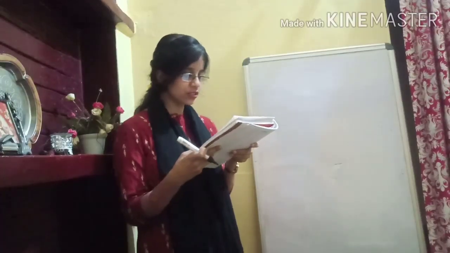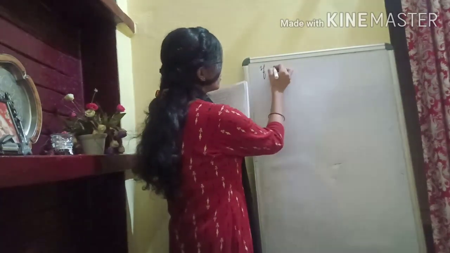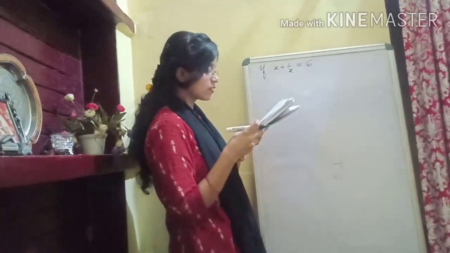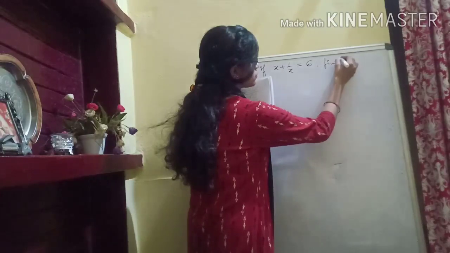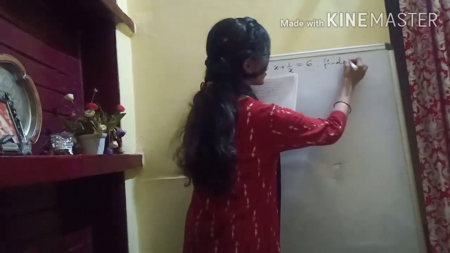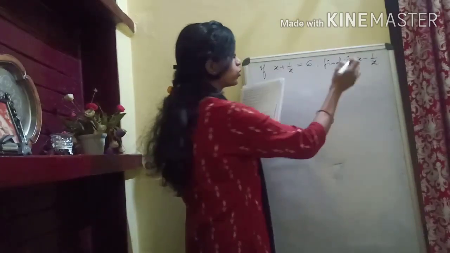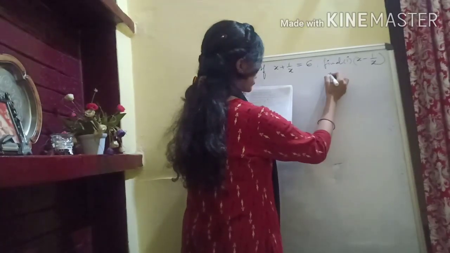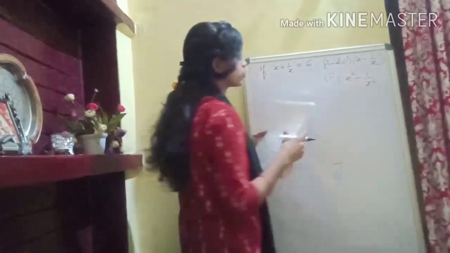And the next question, that is if x plus 1 upon x equals to 6, it is given, then find the values of: first you have to find x minus 1 upon x, the value of this whole thing. Also you have to find the value of x square minus 1 upon x square. So these two questions you have to find out.